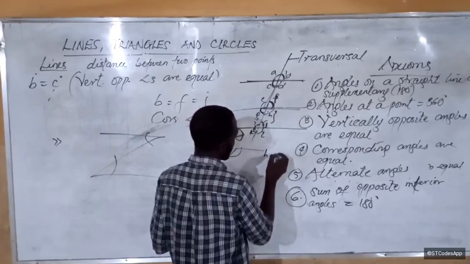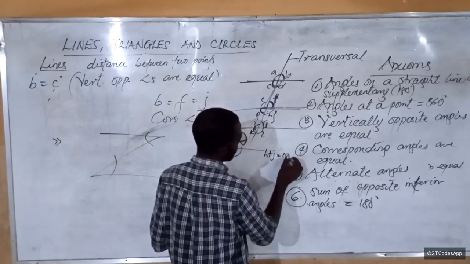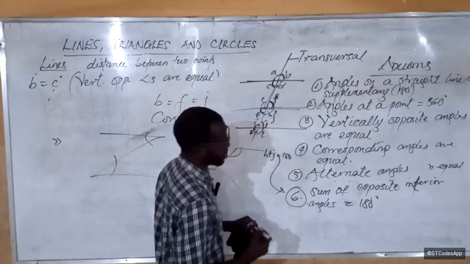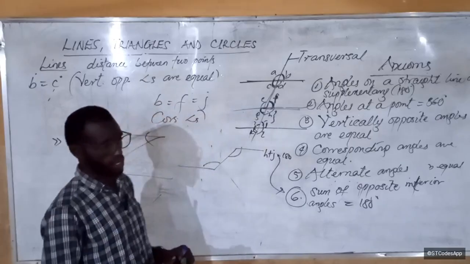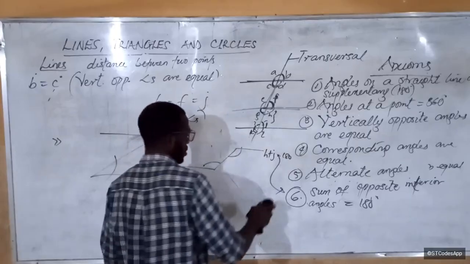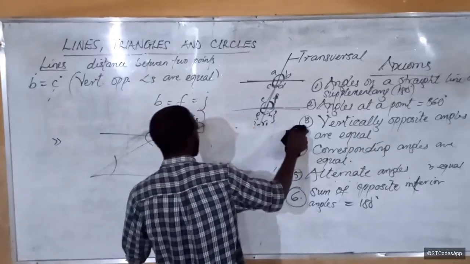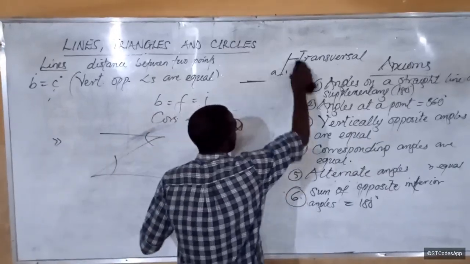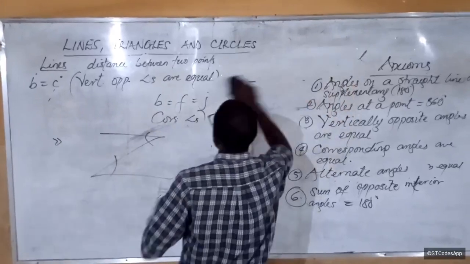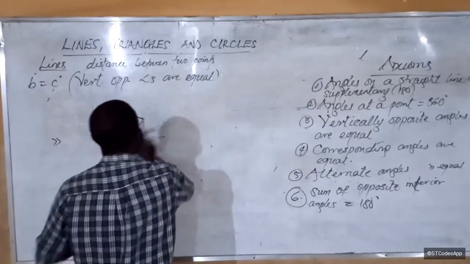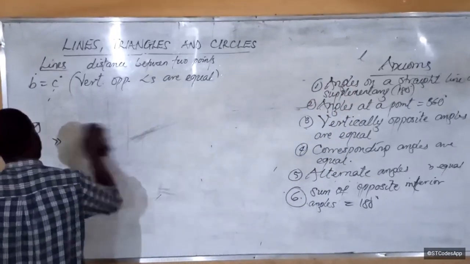So if I say H and J must be equal to 180, what rule am I using? Rule 6 or axiom 6. They are called axioms. I told you. Axioms are also rules. Is that okay? It's just another way of saying rules or laws. All right. Now, let's go on to working on problems.